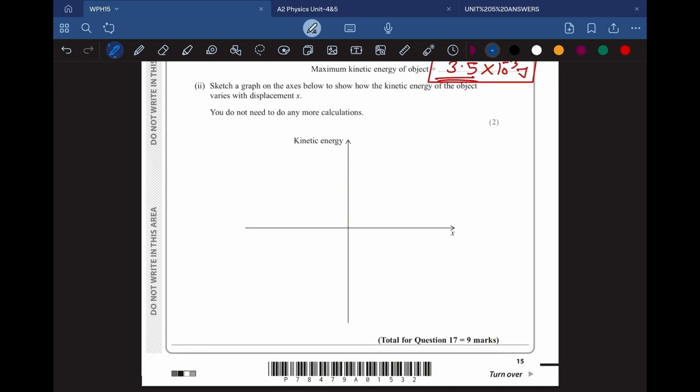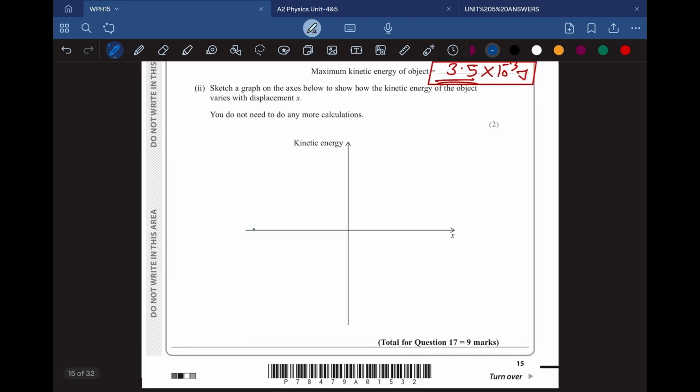It says sketch a graph on the axis below to show how the kinetic energy of the object varies with displacement x. First of all, I'm going to draw the graph and then I will explain to you guys. The graph will be exactly like this, and this will be the maximum, this will be the negative amplitude, and this will be my positive displacement. Actually, I mean the positive x displacement and the negative displacement.